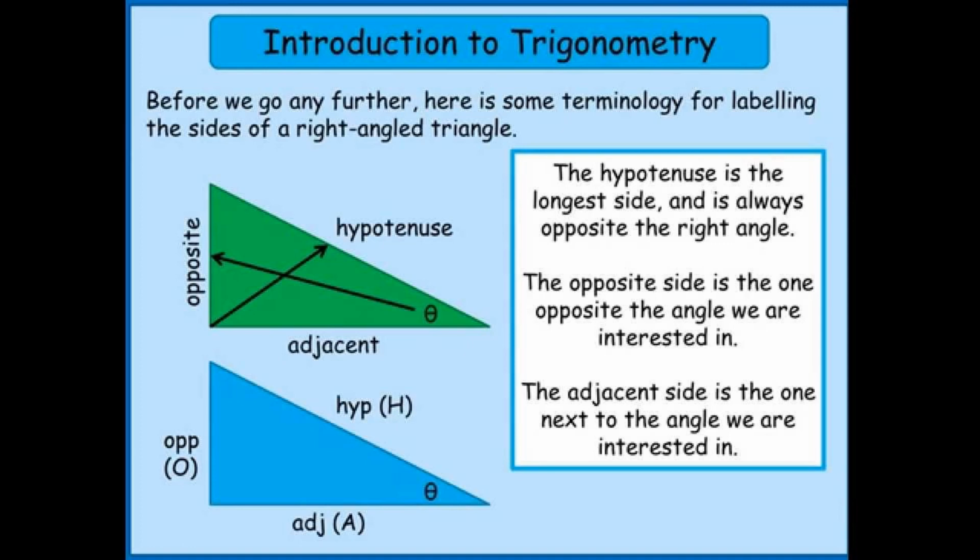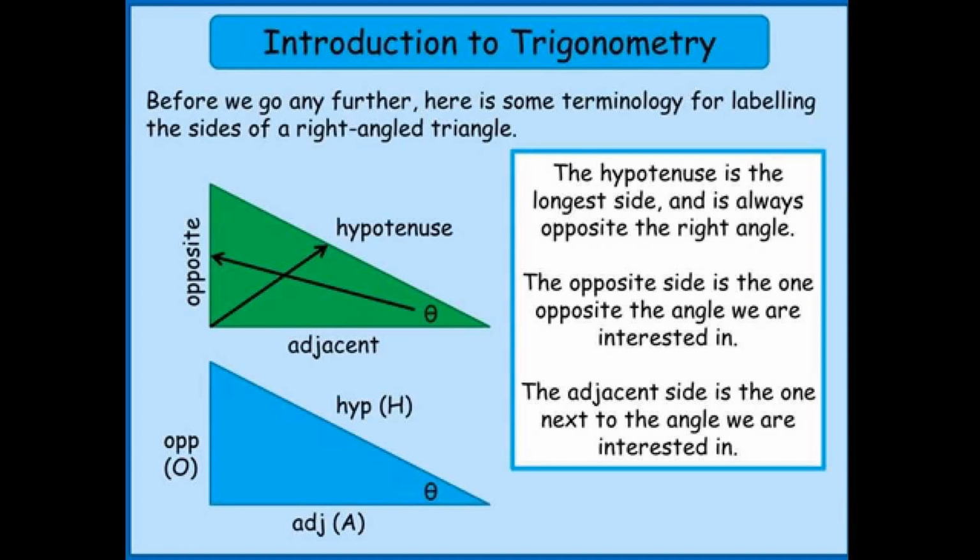Before we go on any further, here is some terminology for labeling the sides of a right angle triangle. All of us know what a right triangle is. What is a right angle? A right angle means one angle is 90 degrees. So here we are representing the triangle with one angle of 90 degrees.